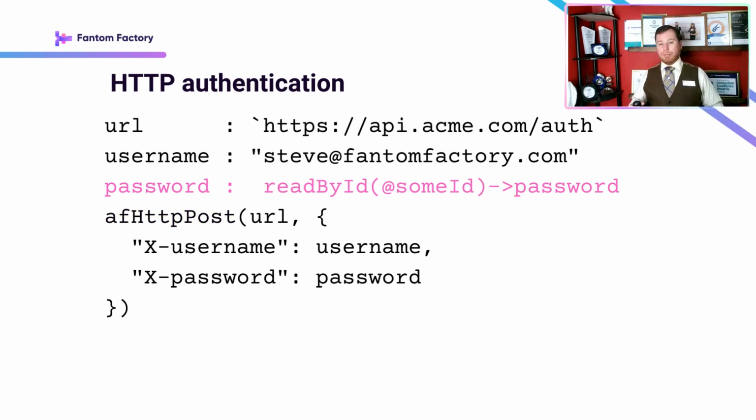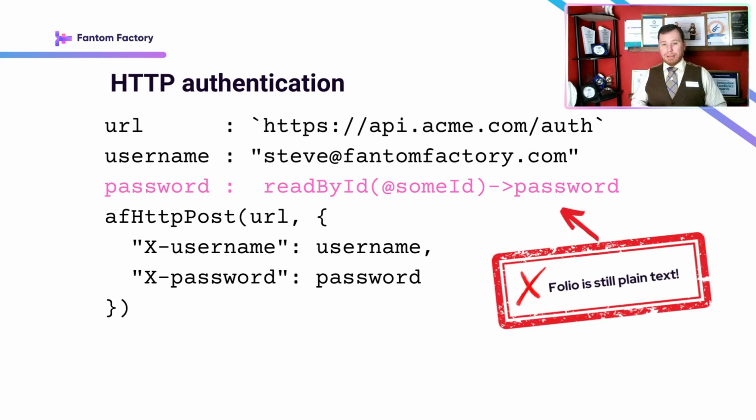Here's another idea. How about we store our password in Folio, just on a record? And now in our Axon function, as you can see here, we do not store the password, so the password is no longer in the Axon function. But it is still in the Folio record, and Folio records are stored as plain text. Anyone with access to Folio can now read and have access to our password. So still, this is not a great idea.